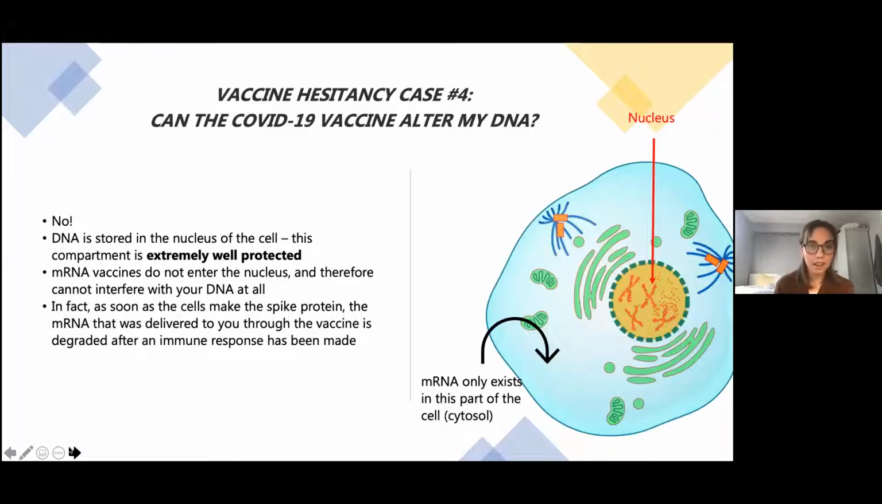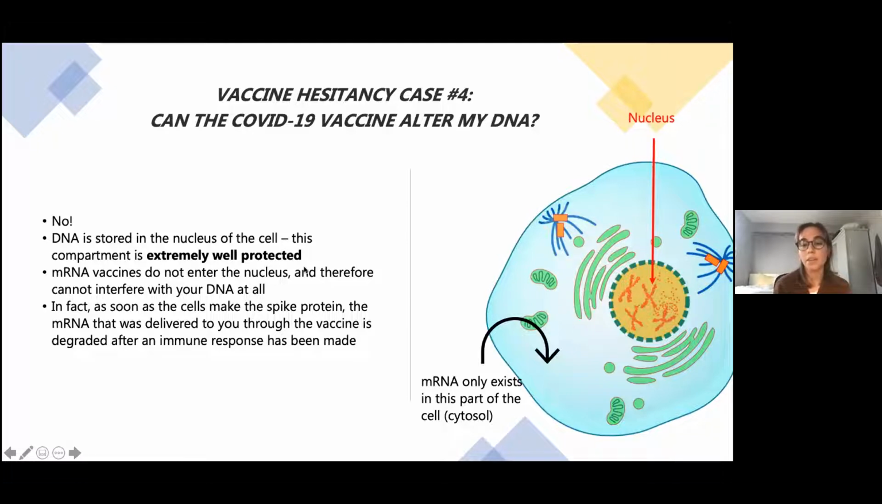And lastly, can the COVID-19 vaccine alter my DNA? The answer to this is no. The DNA is stored in the nucleus of the cell, and this compartment of the cell is extremely well protected. Not much can get in there. mRNA vaccines do not enter the nucleus, and therefore they cannot interfere with your DNA at all.